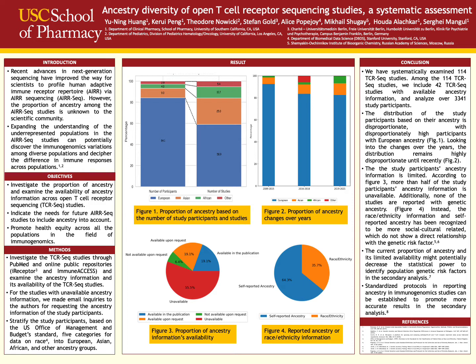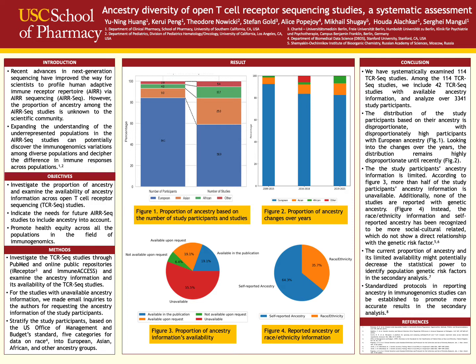Looking into Figure 2, we examine the changes in the proportion of ancestry among the studies over the years. We can note that although the proportion of non-European ancestry is increasing in recent years, the proportion of ancestry is still highly disproportionate. Additionally, according to Figure 3, we can note that a majority of T-cell receptor sequencing studies do not have available ancestry information.